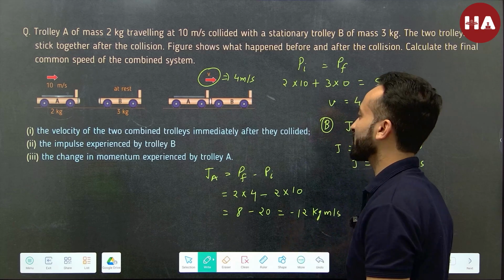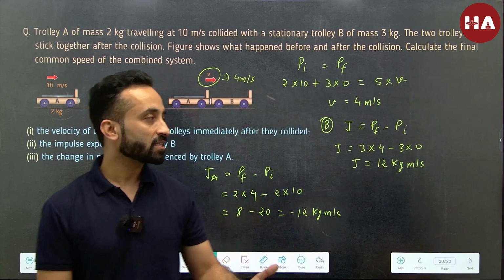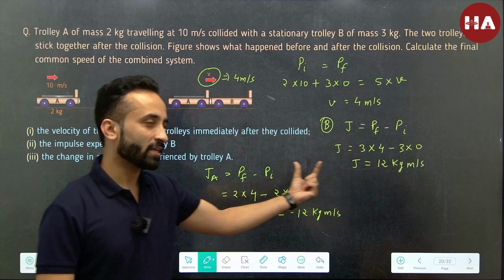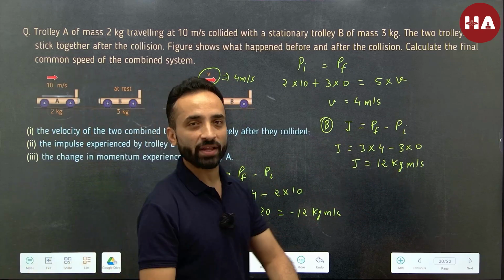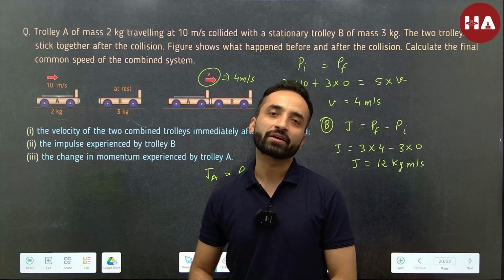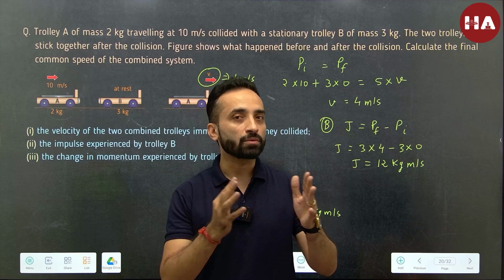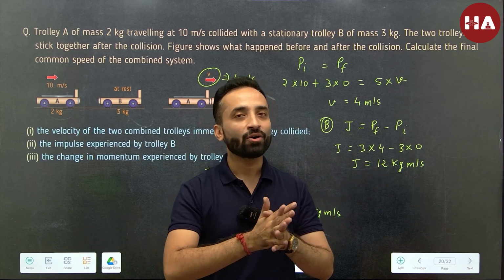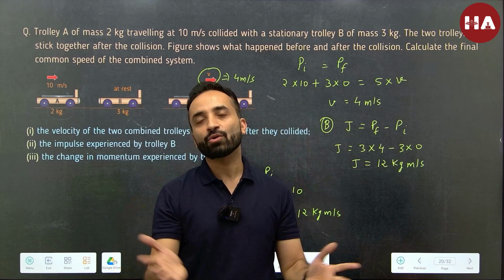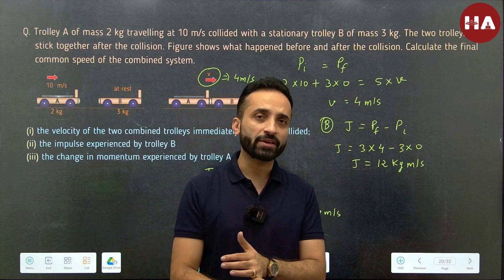Now what do you see here? Trolley B has changed its momentum by 12, trolley A has changed it by minus 12. And that is why the overall momentum has not changed. So that is how you justify that you might see a change in momentum of the individual objects, but the overall momentum has not changed.